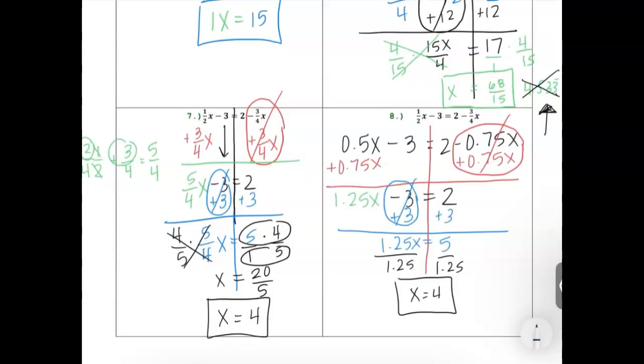Alright, so I matched up the colors for the steps that we did, and as you take a look, we still get that x equals 4. So if they are friendly decimals, go ahead and use decimals. Otherwise, fractions always work no matter the problem, and we can multiply by the reciprocal.